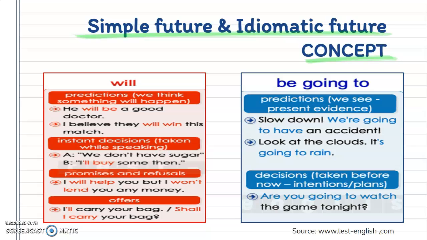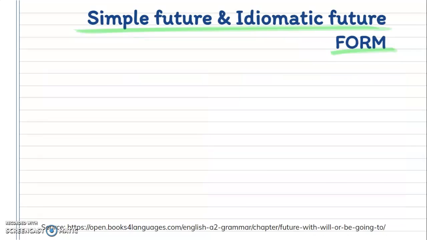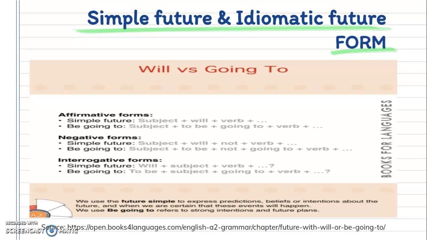Remember that another use for idiomatic future is to indicate decisions that we made before now. These are our intentions or plans. For example, are you going to watch the game tonight? How are simple future and idiomatic future different?